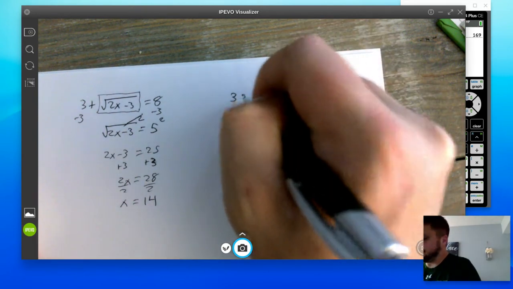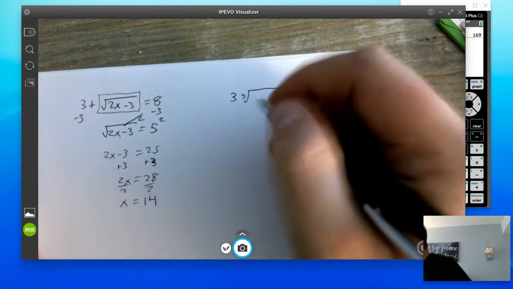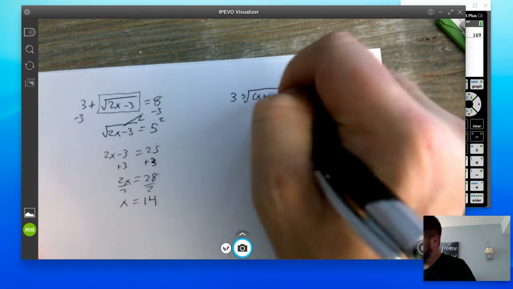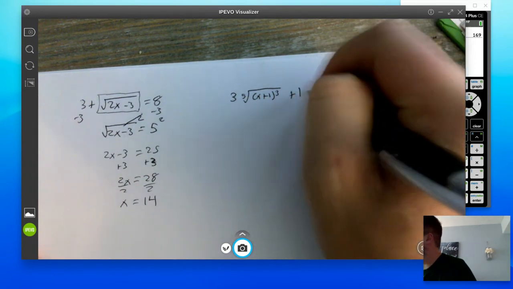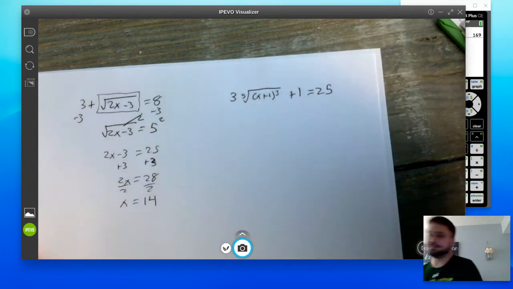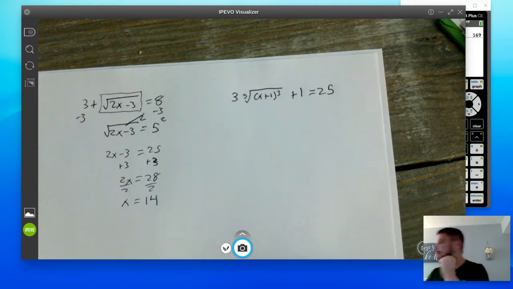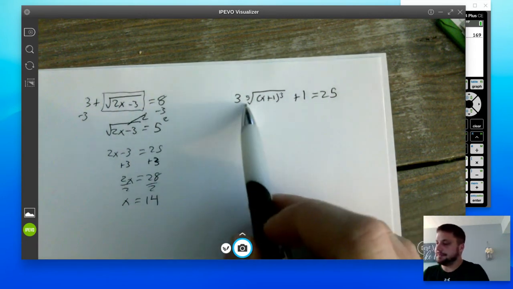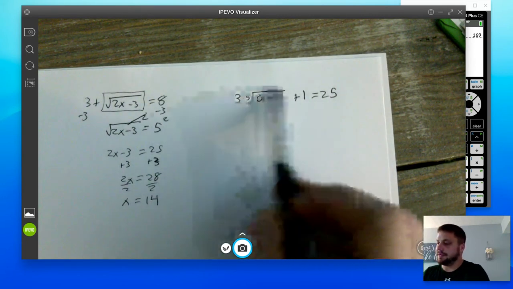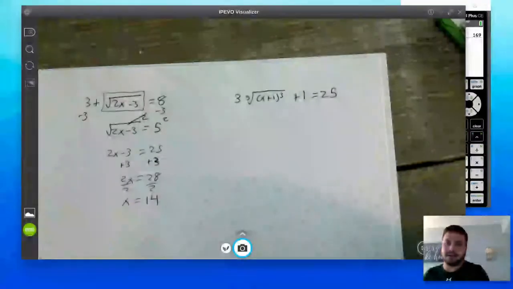So it's 3 times the 5th root of x plus 1 to the 3rd, that was all under there, plus 1 equals 25. All right, don't be scared of this thing. We will figure that out here in a second.